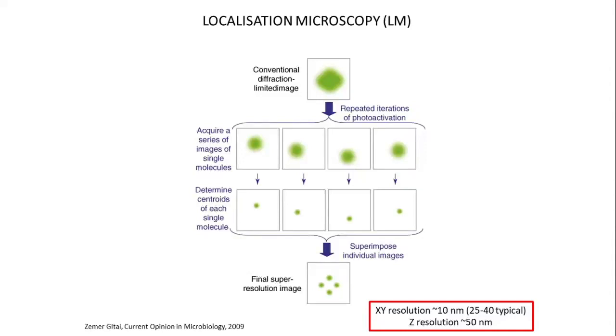So we've got to be careful here with resolution, because localization, knowing where one molecule is, is not the same as saying, I've got 10 nanometer resolution in my image. So that's a really important point. The density of labeling is an important factor in resolution in this method.